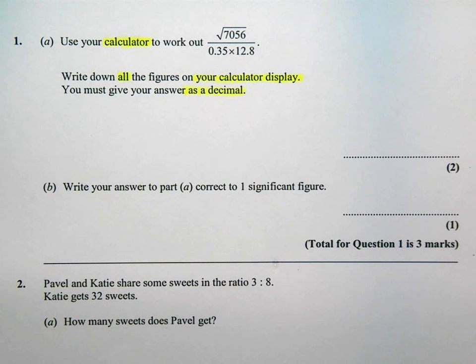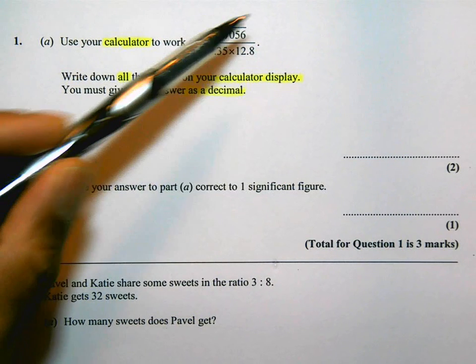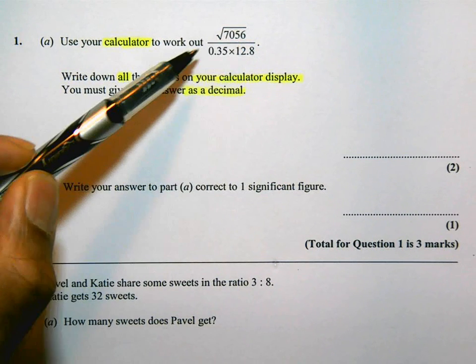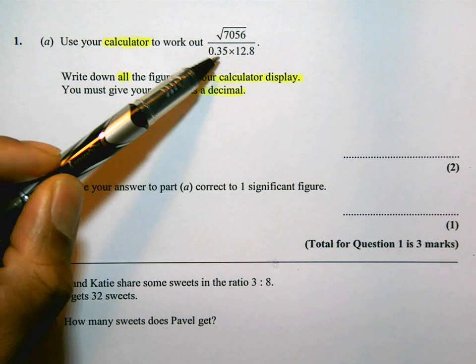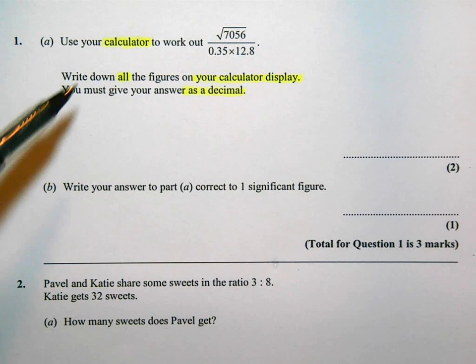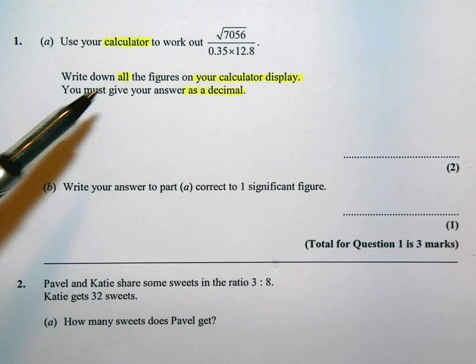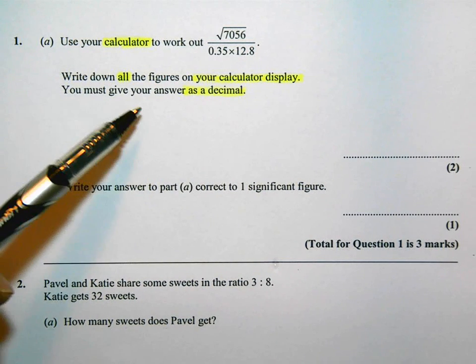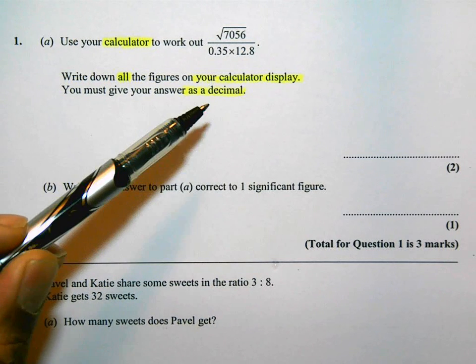This is question number 1 on the November 2013 Higher Calculator paper. You can see I've started this question already. The question says use your calculator, and that's really important, to work out the value of the square root of 7056 over 0.35 times 12.8. Write down all the figures on your calculator display. You must give your answer as a decimal.